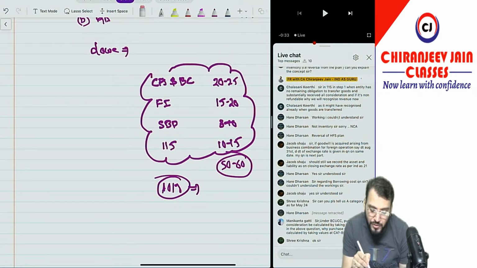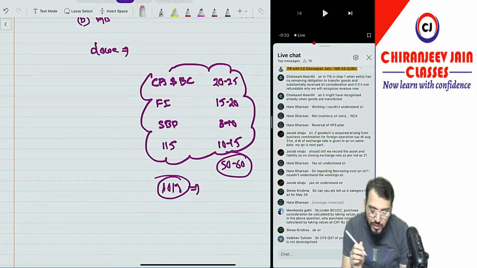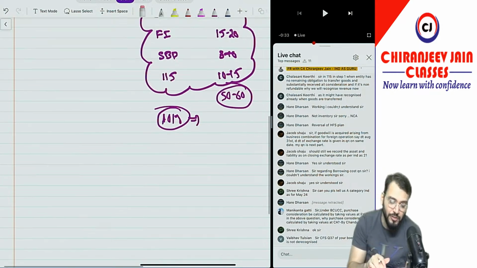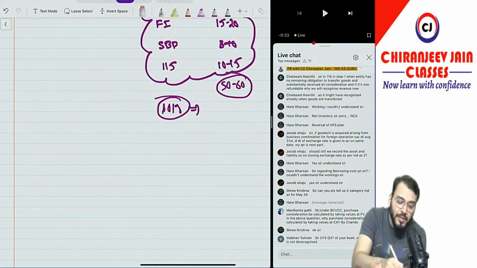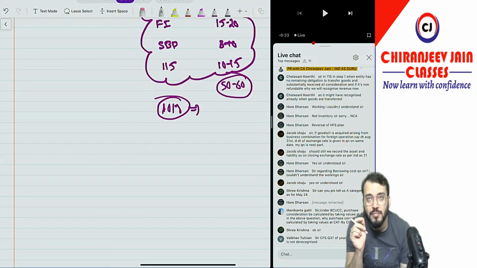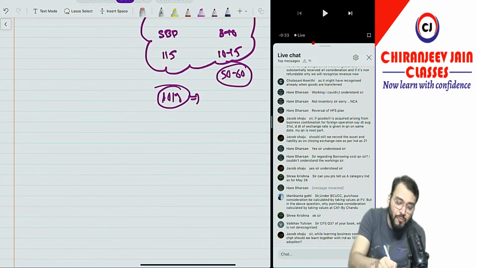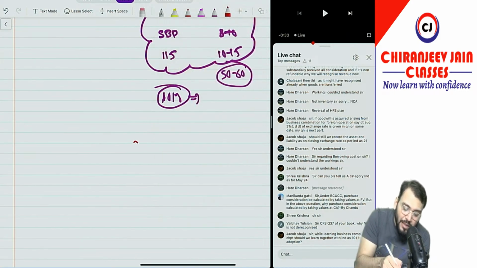Manikanta asks: sir, under business combination under common control, purchase consideration should be calculated by taking fair value, but in the above question, why is purchase consideration calculated by taking value at carrying amount? I understood you are asking the doubt regarding the AX and BX question. I have said in that question that ICAI is taking book value. Normally in that question, first we find out the total asset at book value.